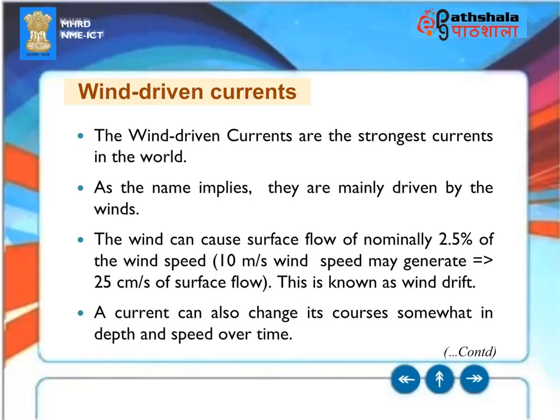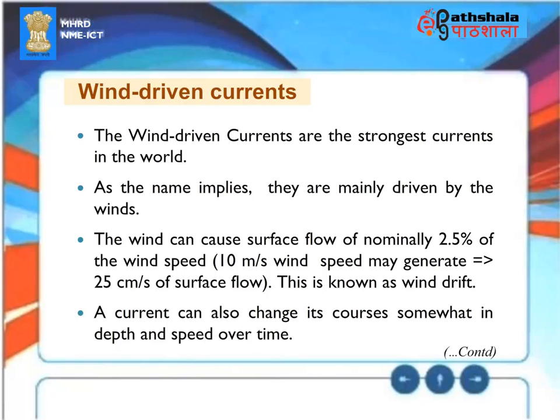Wind-driven currents. The wind-driven currents are the strongest currents in the world. As the name implies, they are mainly driven by the winds. The wind can cause surface flow of nominally 2.5% of the wind speed. A 10 meters per second wind speed may generate equal to or greater than 25 centimeters per second of surface flow. This is known as wind drift.